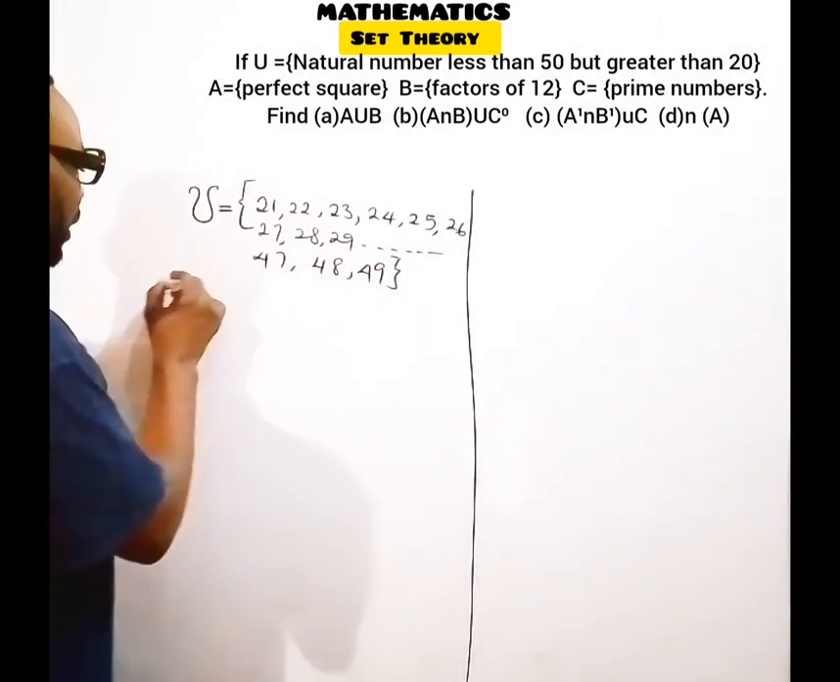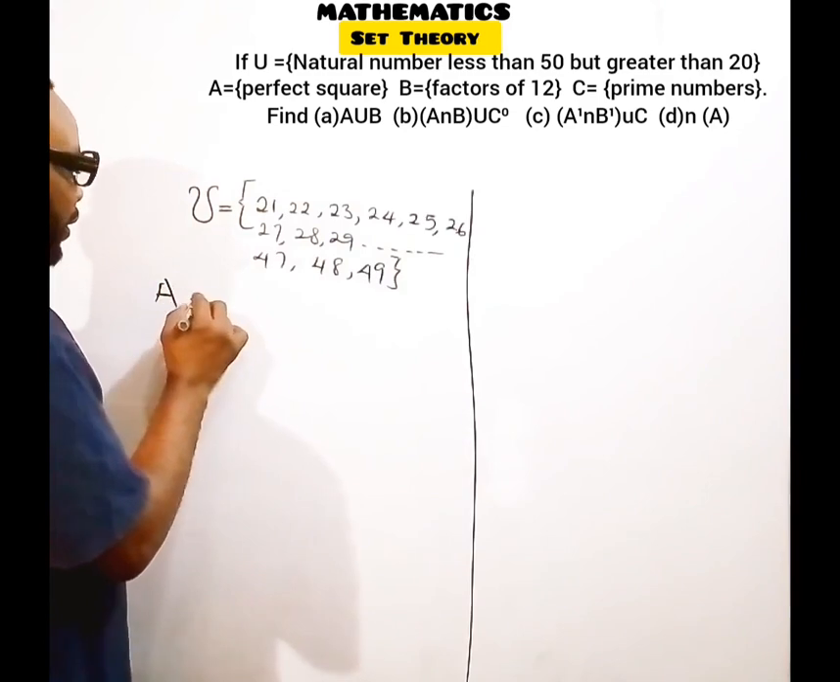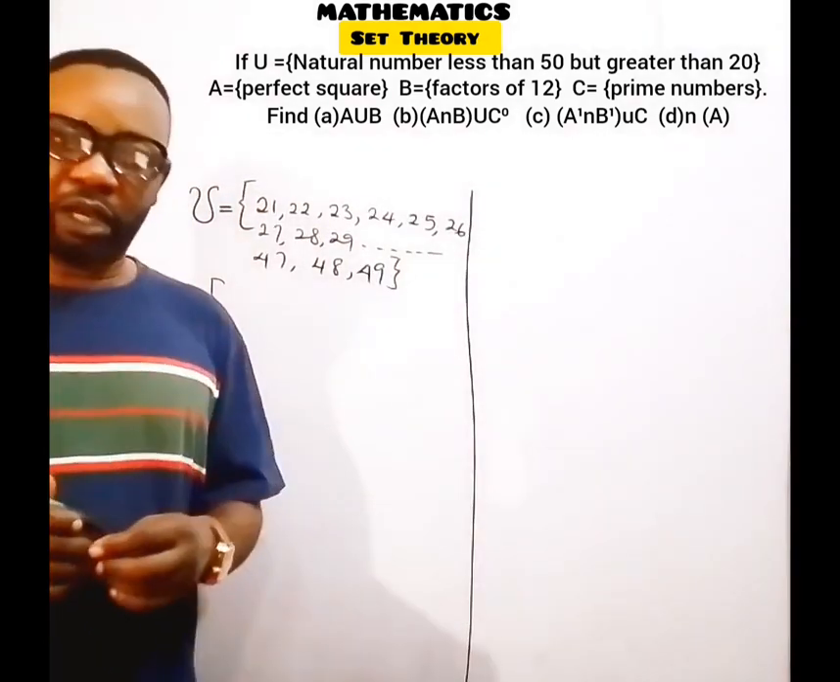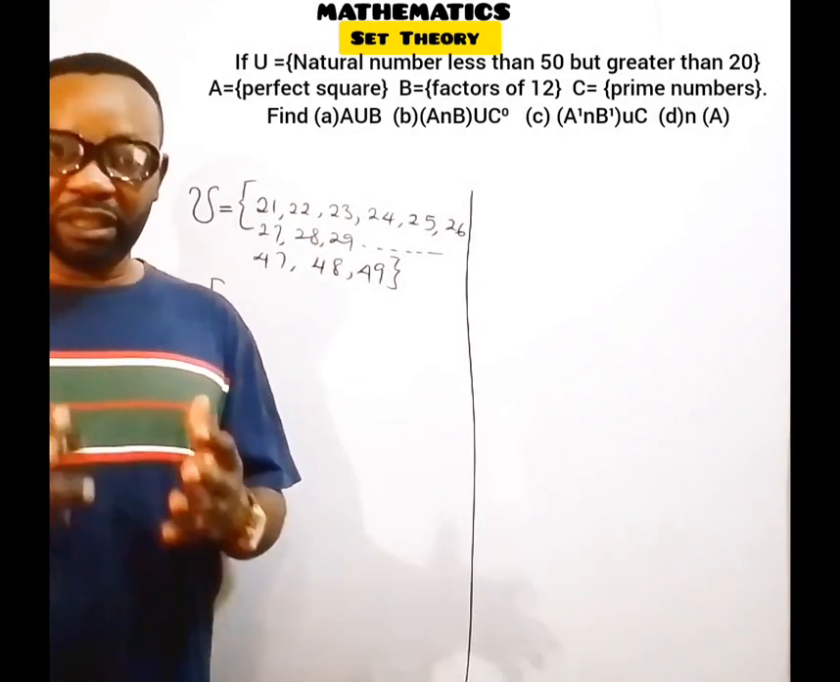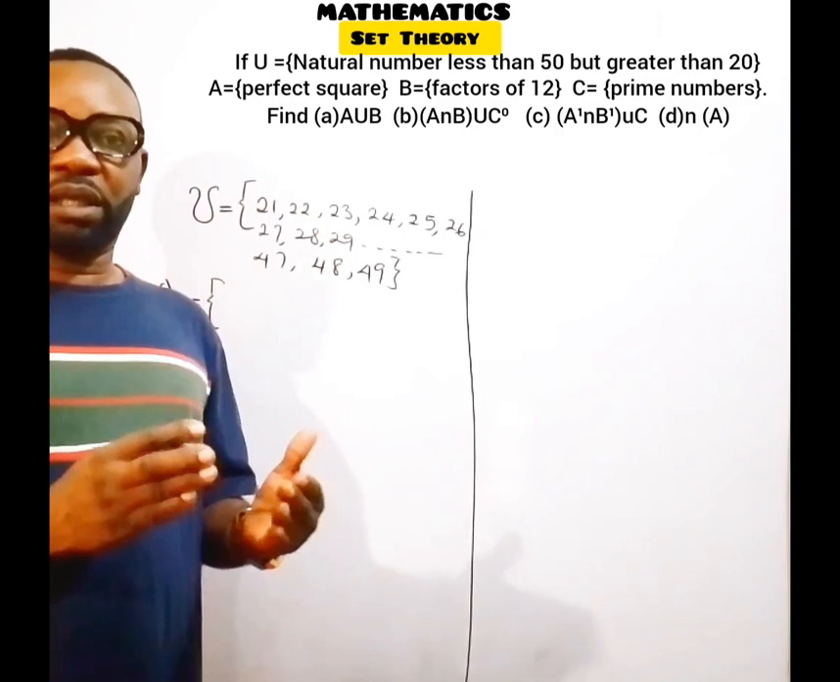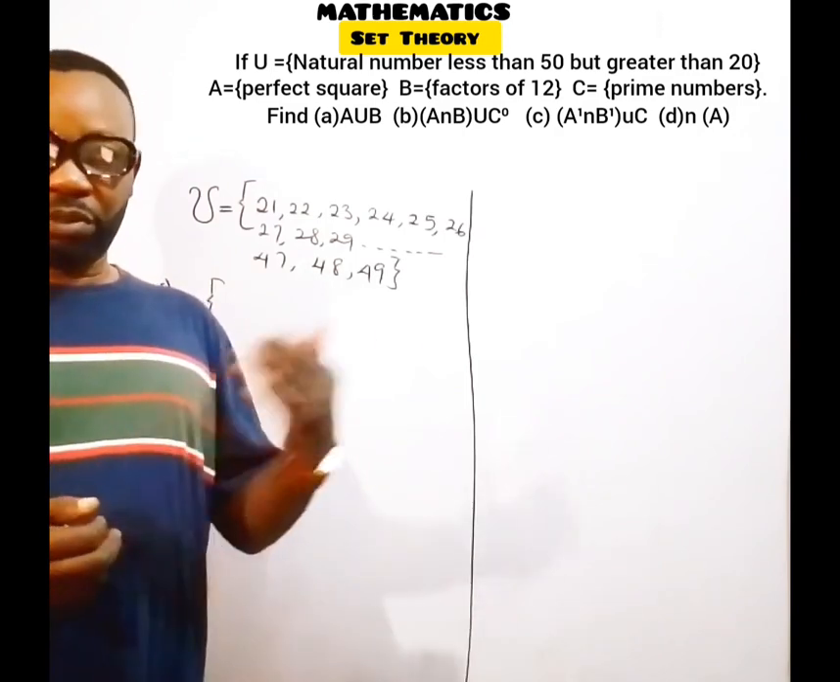Now, A is a set that says it's a perfect square. Don't forget, I have already mentioned it earlier. When you are given a universal set, all other sets that are given to you will be a subset of the universal set.